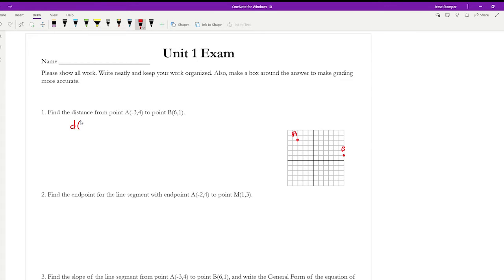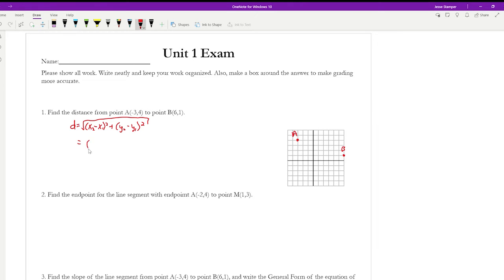Oh, a little too close there. Which is x2 minus x1 squared plus y2 minus y1 squared, all under the radical. Now, like I tell my geometry students, it does not matter which point is which. What matters is whichever point you start with, you have to do it for both x and y, or you're not going to get the right answer.